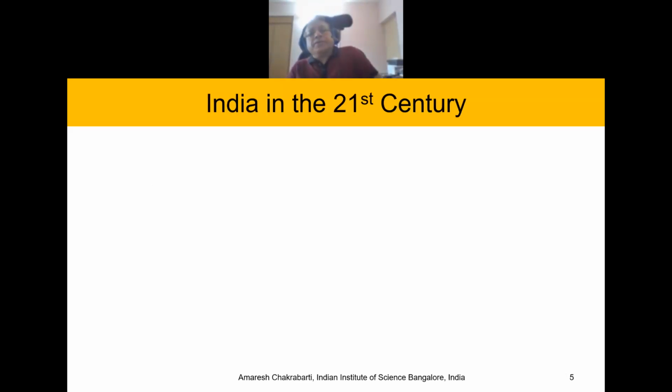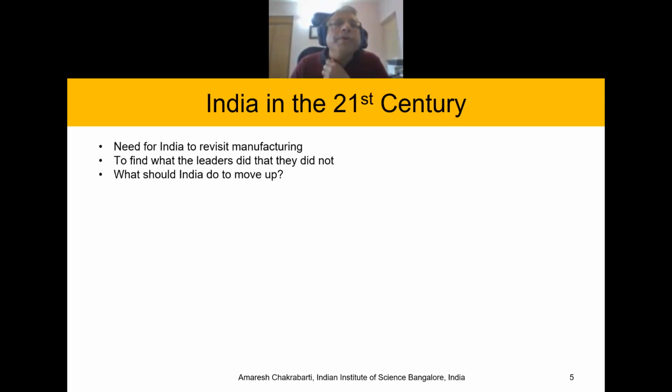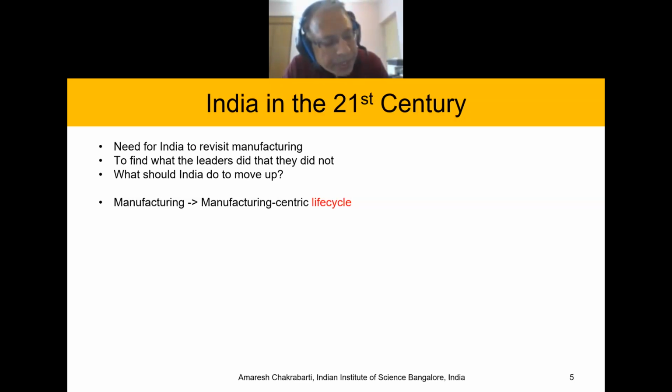Now, time has of course come for India to look at itself and say, well, 300 years down the line, how do we reclaim our position back in the areas of manufacturing? And how do we move up the value chain? There are several learnings that have come and several transformations that have happened since the way manufacturing used to be conducted in the 1800s.